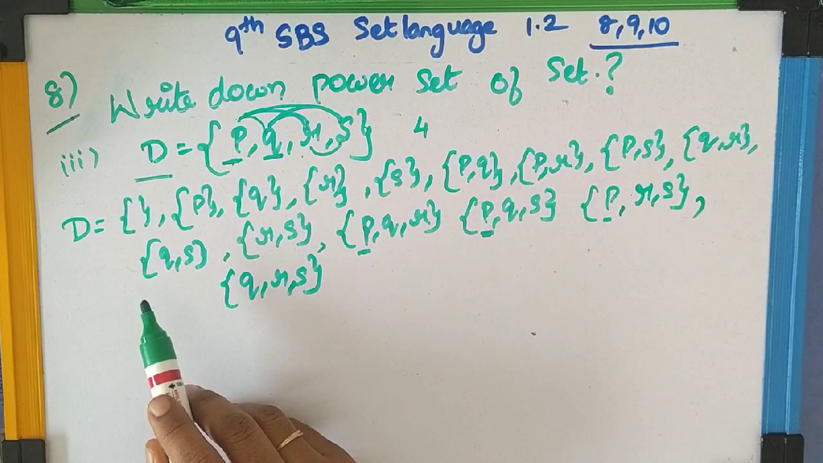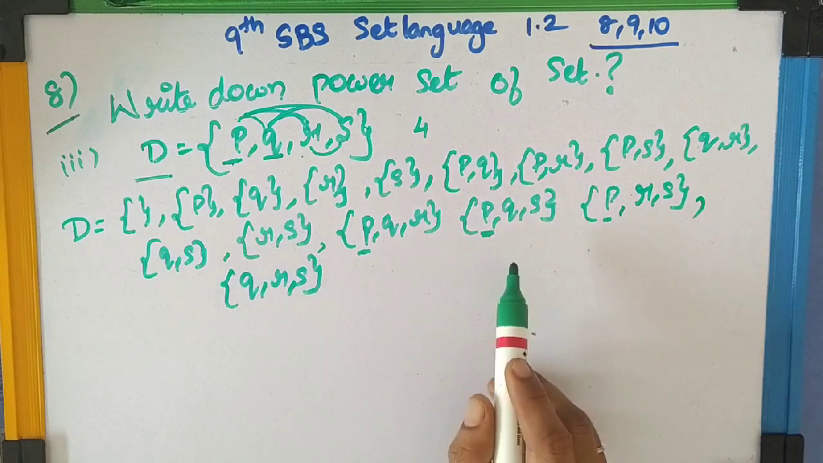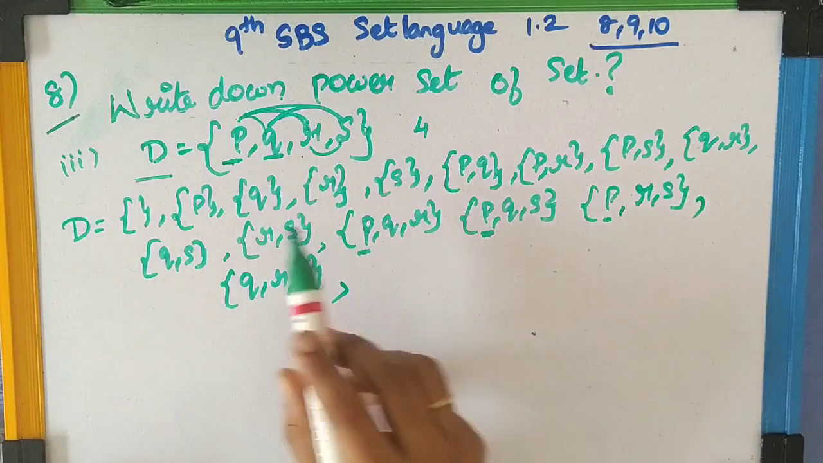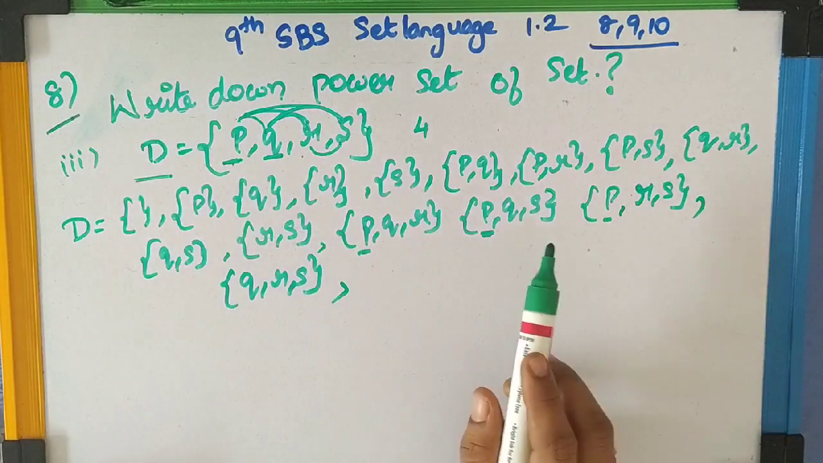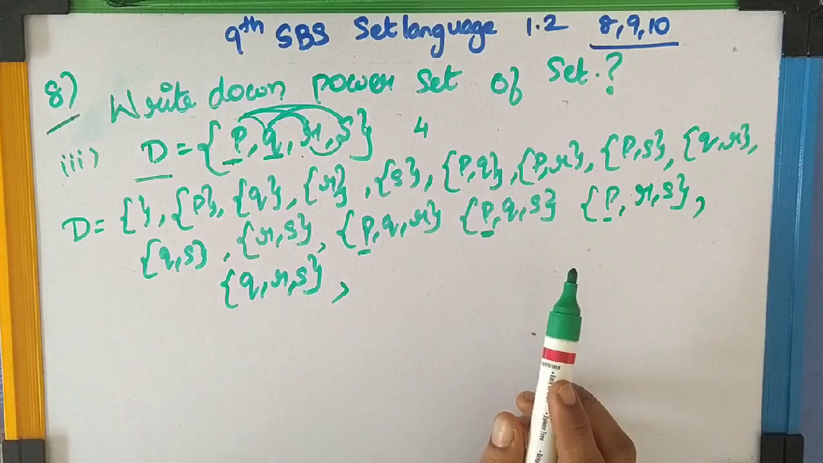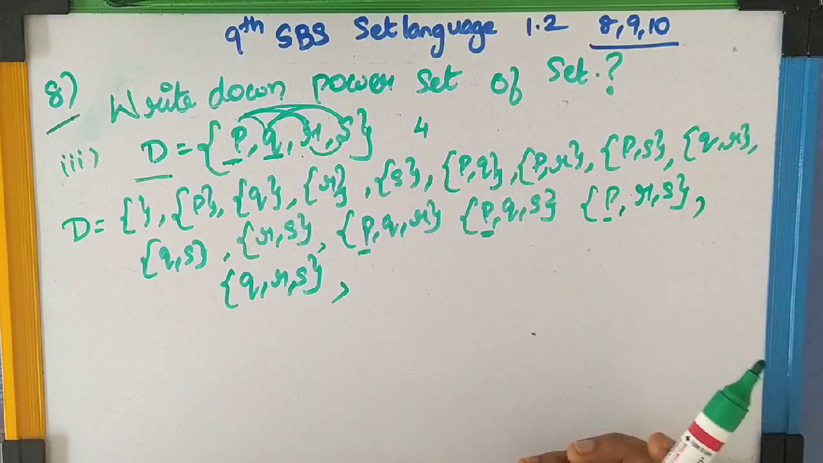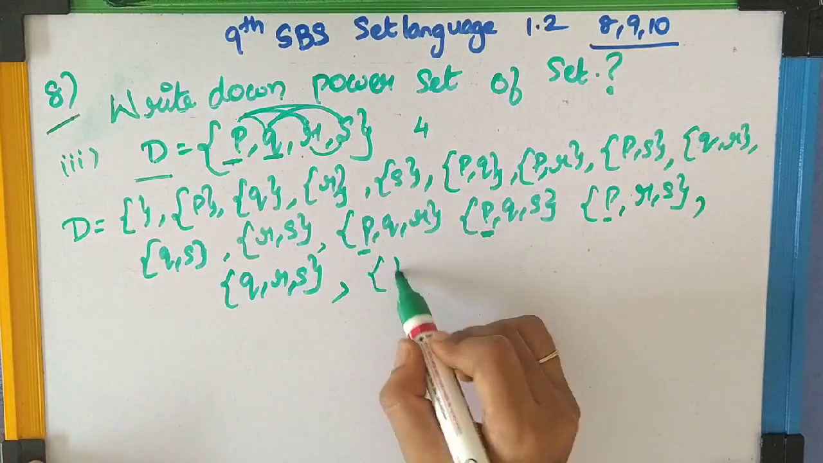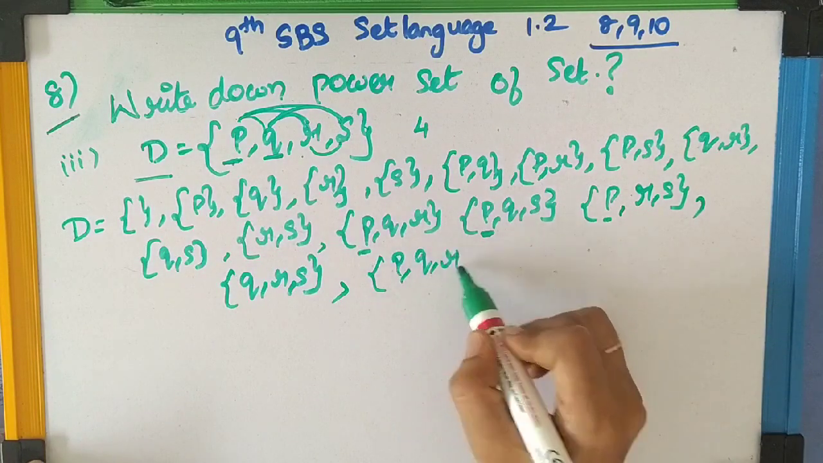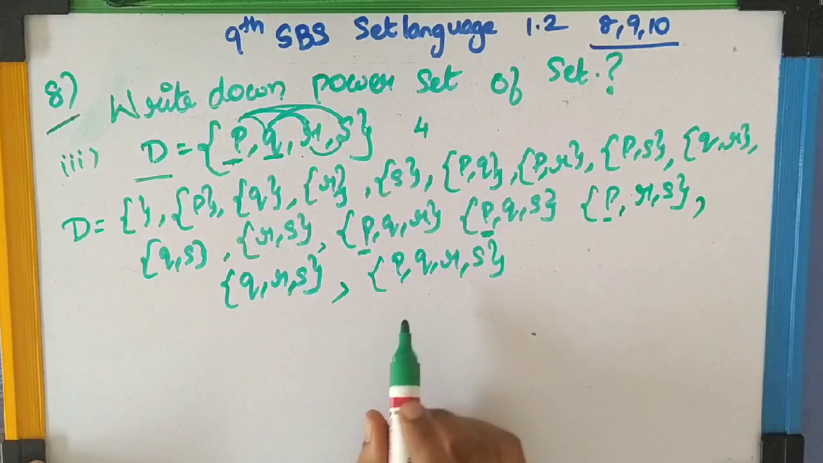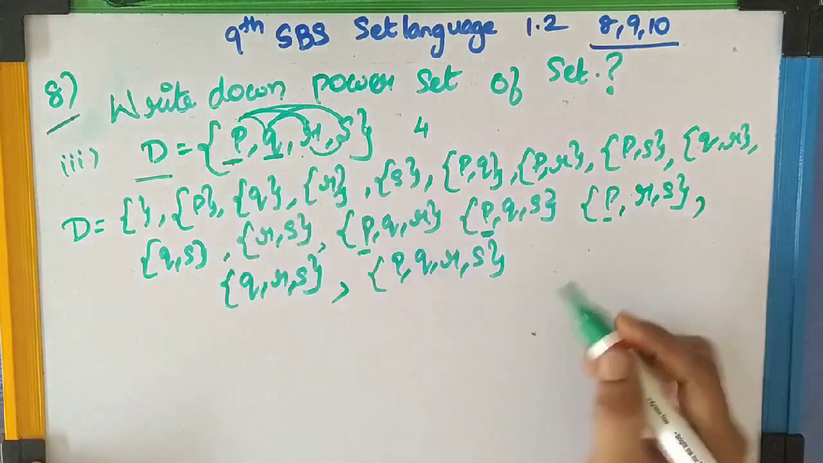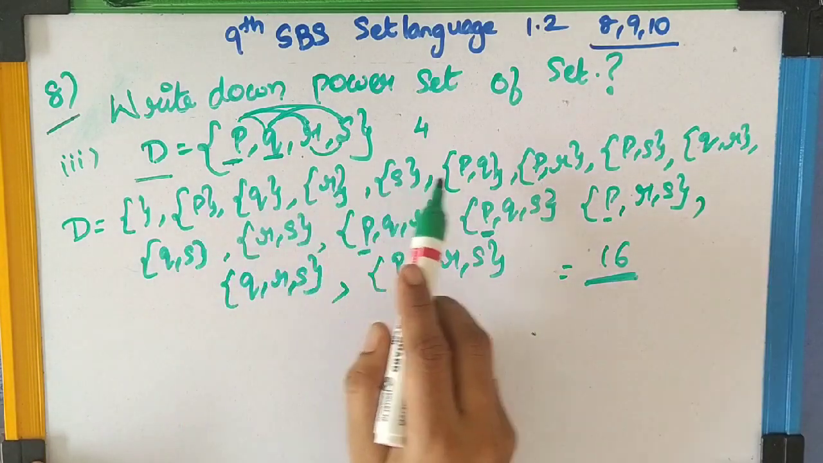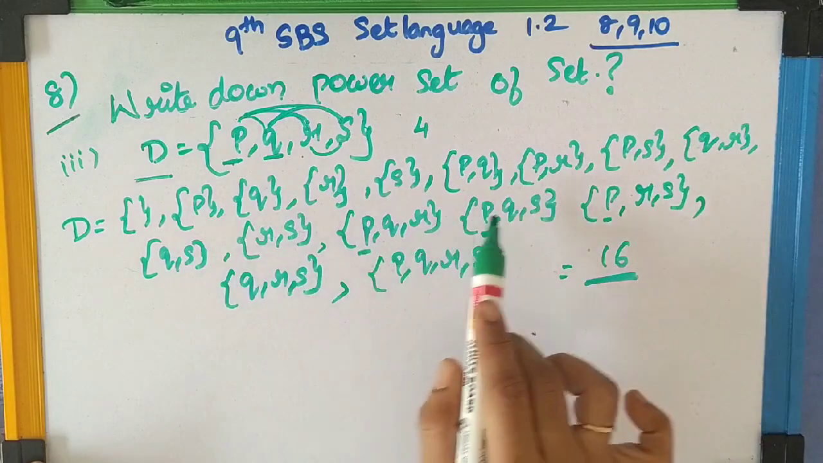Is that true? Is that possible? No, isn't it? We have completed the null set. We have completed the single element sets. We have completed the two element sets. We have completed the three element subsets. So we have to write the all element subset, isn't it? So we have to write P, Q, R and S. So with this, all the subsets for the set D are over. Totally there will be 16 subsets for any set with 4 elements.